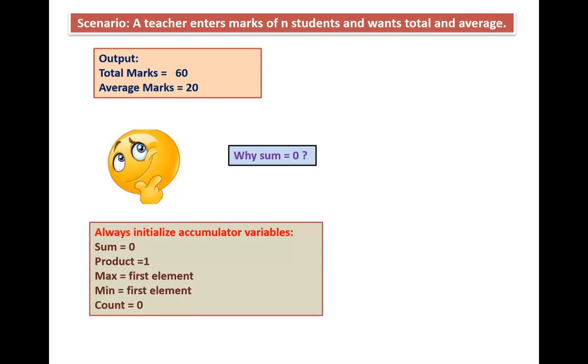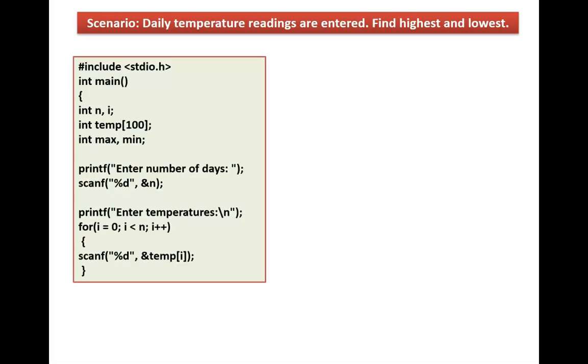If it is a counter variable, initialize the counter variable to 0. Right. Moving on to the second scenario, the second question reads like this. Daily temperature readings are entered by the user. You need to find the highest and lowest temperatures, right?